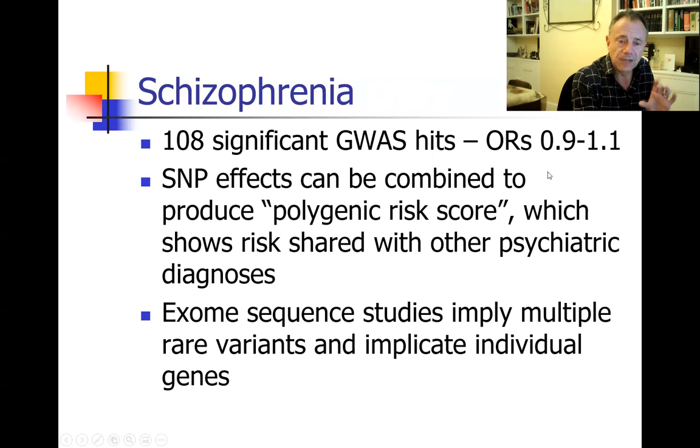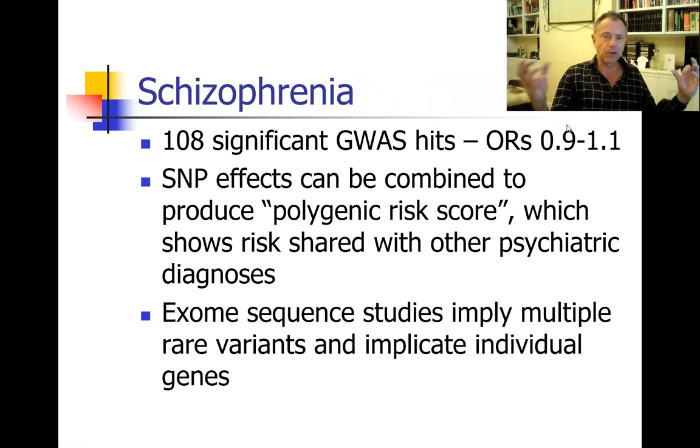But the effect sizes of each variant are very, very small. So you're talking about only an odds ratio that's very close to 1. So it's 0.9 or 1.1, the odds ratio. So your risk of schizophrenia changes from 1% to 1.1%. It's a tiny effect, but it is telling you that there's something going on in the genome near that place.